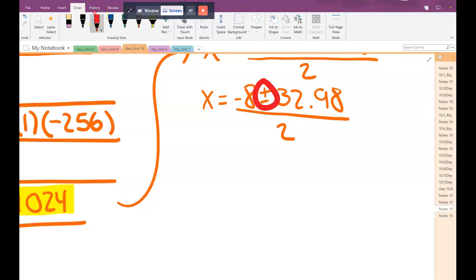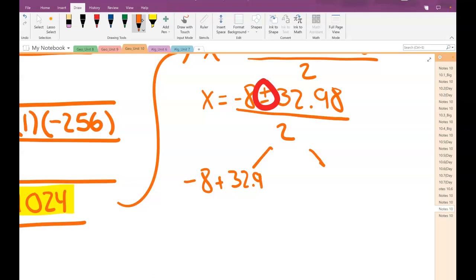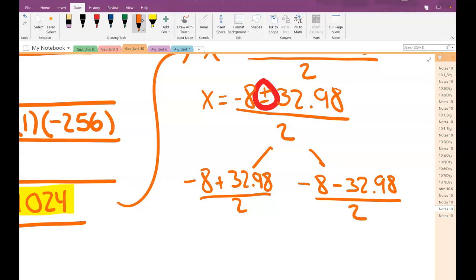Whenever you see a plus and a minus like that, that means do it one time with addition, the other time with subtraction. So I like to draw two little branching arrows to show I'm doing each one separately. So I'll do negative 8 plus 32.98 divided by 2. And then negative 8 minus 32.98 divided by 2. And when we're doing this, you have to make sure that you get your top number, your numerator, to one number before you divide by 2. So don't divide each by 2. That's more work than you have to do.